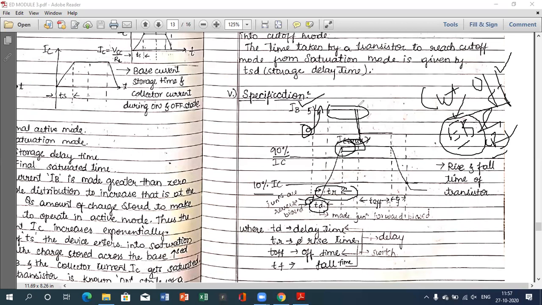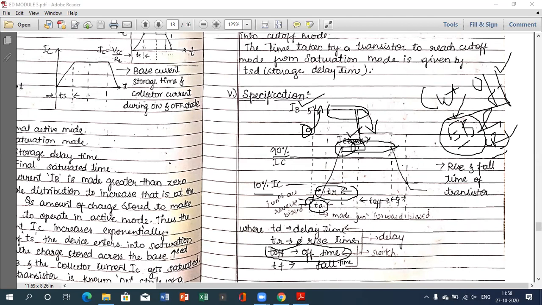As soon as the base current starts reducing from 5 to 0, this time we call T off, the off time of the collector current. But still the collector current remains in saturation. Even though the base current becomes 0, the collector current remains in saturation. This time we call the T off time, the time where the collector still remains in saturation.